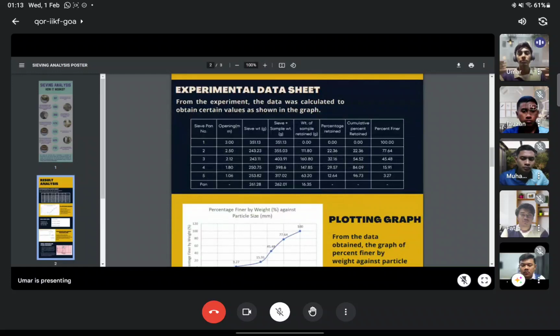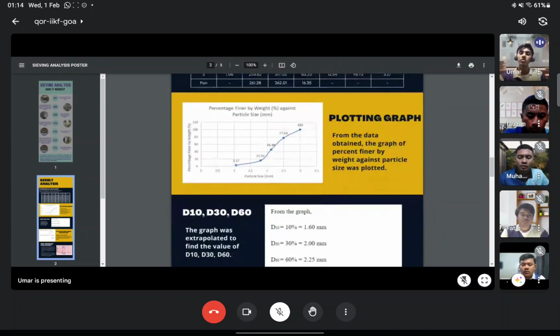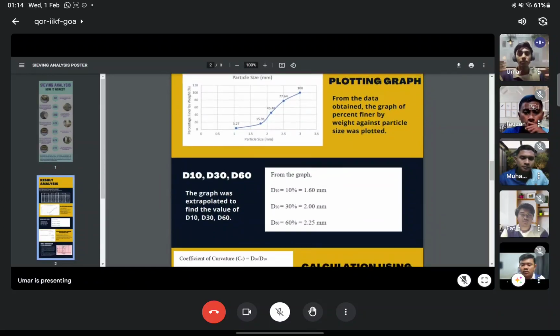After we have done the calculation inside this table, we can move to the second step in analyzing, which is plotting the graph. We plot the graph of percent finer by weight against particle size to continue with our calculation. From the graph itself, we can determine the D10, D30, and D60, which are the 10th percent, 30th percent, and 60th percent values of particle size from the graph.